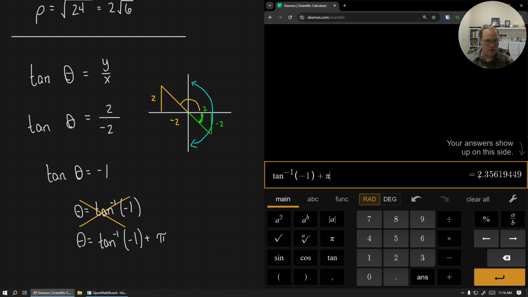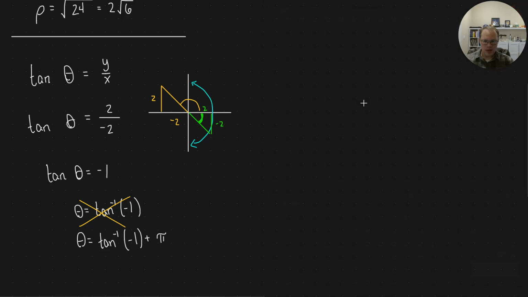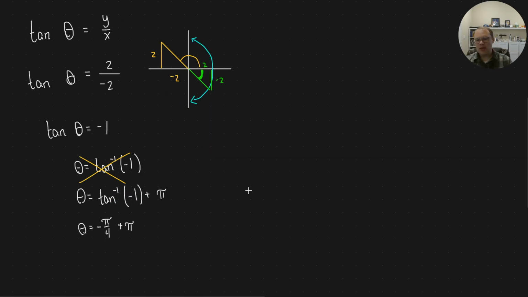And I get 2.35619449. So you could either write that, or you could note that arctangent of -1 was -45 degrees, so it's -pi/4, right? So either use the decimal form, or you could just plug in -pi/4. And so that gives me exactly, instead of having to round with decimals, 3pi/4. All right, that's the hardest one. I've got the rho, I've got the hard one, theta.